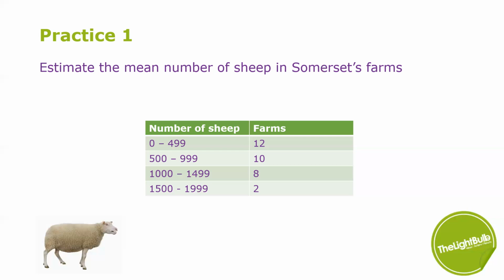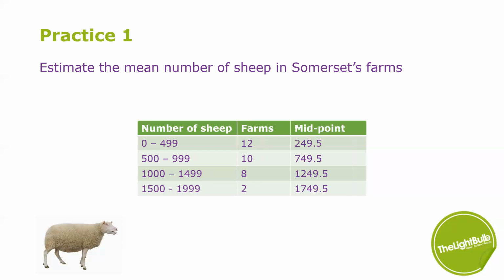Okay, so hopefully you've been able to do that now. And you'll find that the middle point for each of these has got a decimal in it. Doesn't matter, just keep the decimal. So the first one is 249.5.